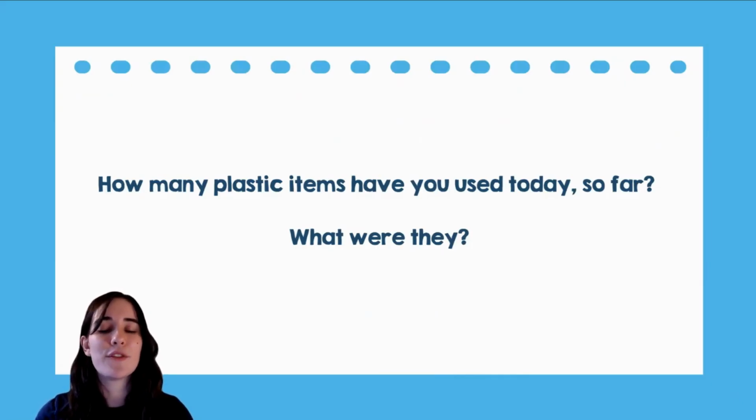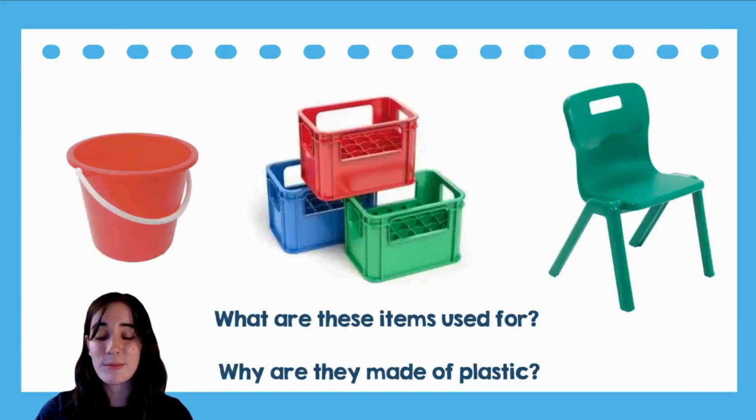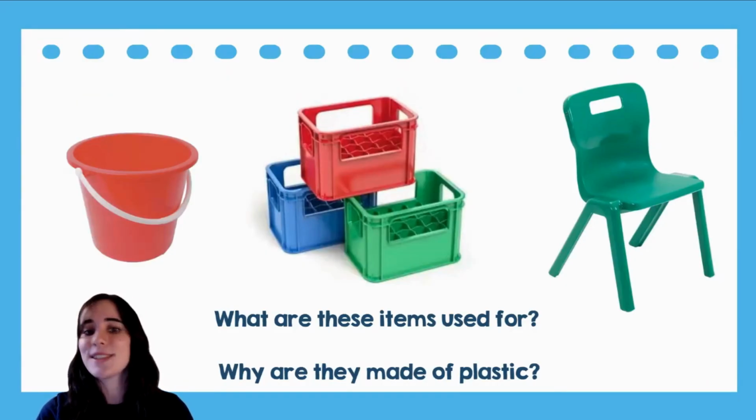We use plastic for loads of things. But why? Well, sometimes it might be obvious. For example, I wouldn't want my school lunchbox to be made of stone and be super heavy to carry around and easy to break. But what about these items on screen? Can you think of what they are used for and why they're made from plastic instead of another material? Pause and have a think.